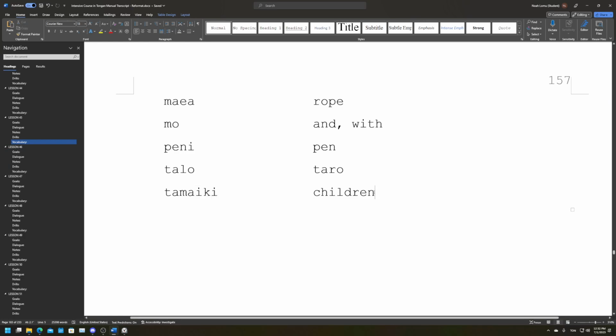I mean, the plural markers are used pretty often. It's just that some words are implicitly plural, so you can see Tamaiki doesn't have a plural marker before it, because the word itself is plural. Plural markers are used when we need to distinguish that something is plural or not.